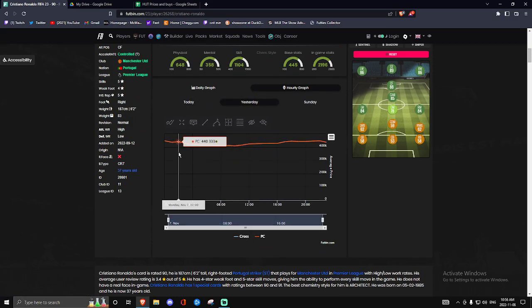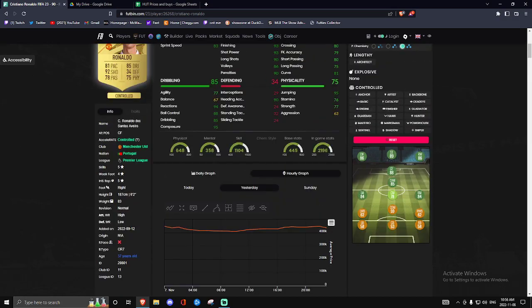So you see how it starts high and then it goes lower and then it goes higher again. His price fluctuated from 400,000 coins all the way up to almost 450,000 coins. So that's a bounce, right? So you want to buy him here and you want to sell him here. That's the bounce that's happening. All right, so let's go back to NHL.